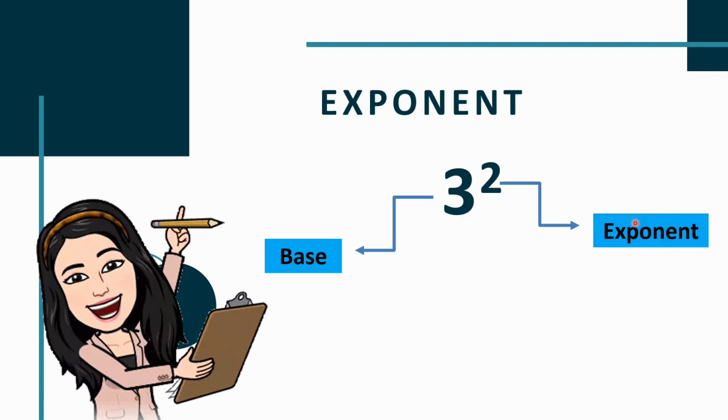So, ang exponent ay tinatawag din nating index or tinatawag din siyang power. Ito yung power na nagdidikta kung ilang beses natin imumultiply si base sa kanyang sarili. Or, exponent tells how many times this number is multiplied by itself.